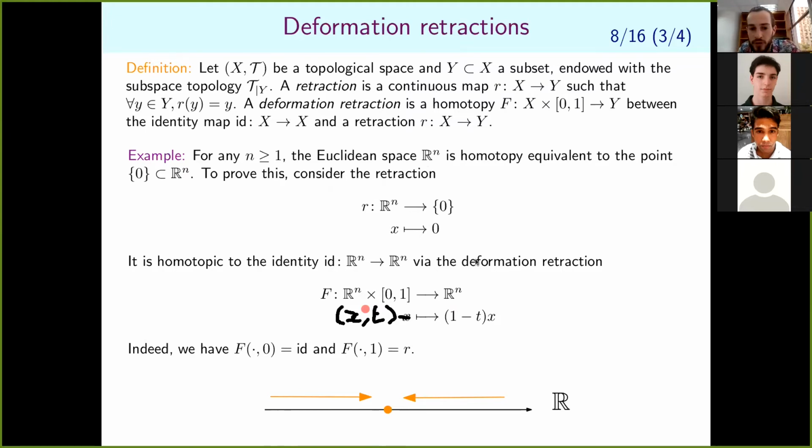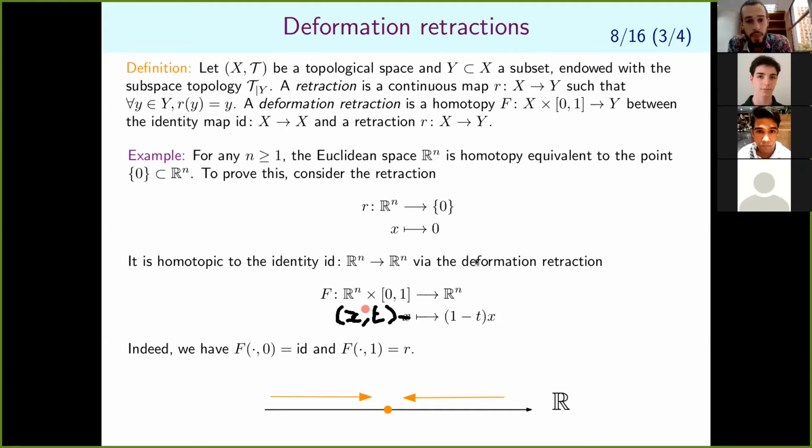I map a point (x, t) of Rn times the interval to (1 minus t) times x. If you take t equals 0, you have 1 times x, so f at 0 is the identity. And if I take t equals 1, I have (1 minus 1) times x. This is 0. This is the retraction R we just defined.